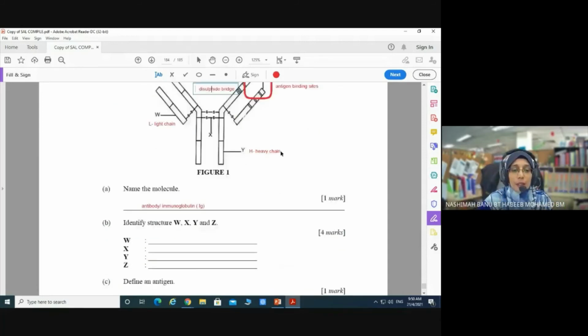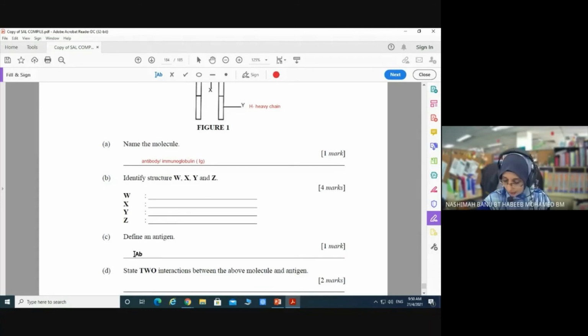Alright. So define the antigen. As you know, antigen is what? A foreign substance which triggers the immune response. So if it fails to trigger the immune response, it's not an antigen.